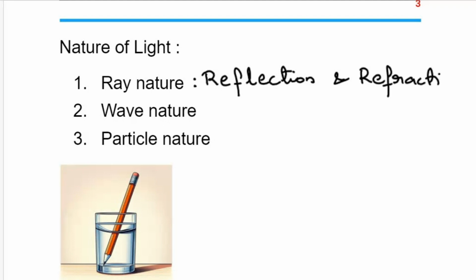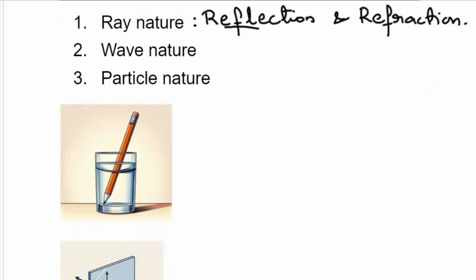So we just assume that light has a ray nature. What is reflection? Reflection means when a ray of light falls on a polished surface, it bounces back into the same medium. So we use the word ray of light.